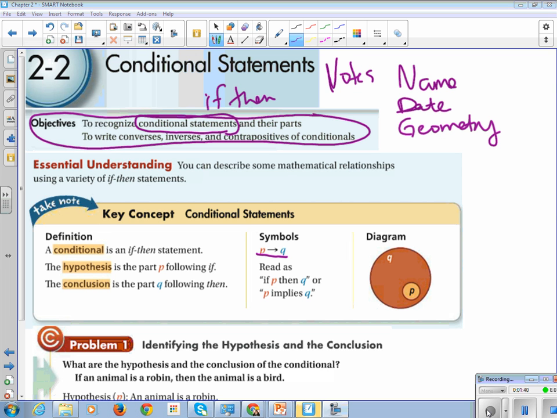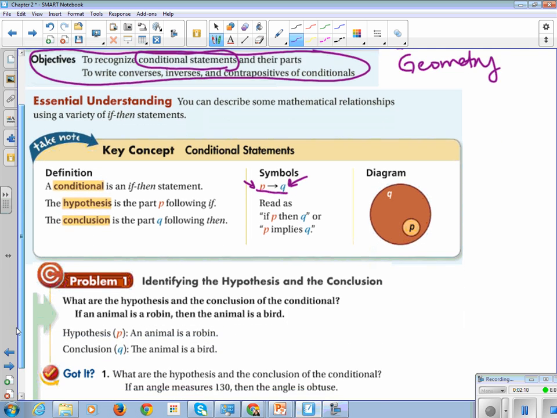The hypothesis is the first part of the statement. The conclusion is the second part of the statement. So the hypothesis comes after "if" and before "then." And then the conclusion comes at the end. So a conditional statement has a hypothesis, it has a conclusion, it has "if," and it has "then." Let's look at some examples of that.